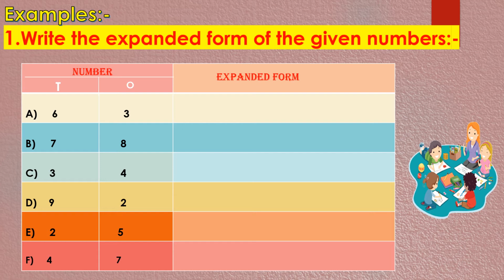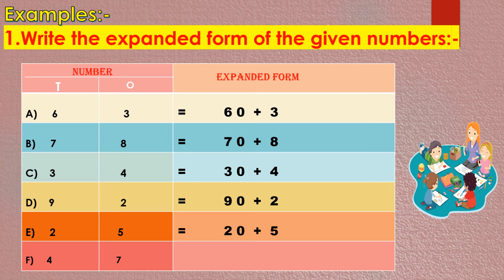Write the expanded form of the given numbers. A part, 63. So 63 can be written as 60 plus 3. B part, 78. The expanded form is 70 plus 8. C part, 34. The expanded form is 30 plus 4. 92. The expanded form is 90 plus 2. 25. The expanded form is 20 plus 5. For 47, the expanded form is 40 plus 7.